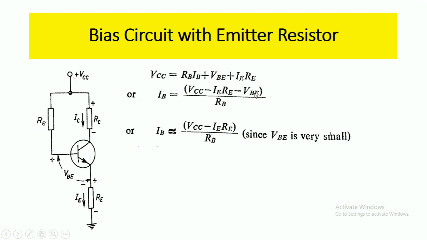When VBE is a very small value, we can approximate IB equal to (VCC minus IE RE) by RB. Because this VBE is very small, from the input section we get the base current IB equal to (VCC minus IE RE) by RB.